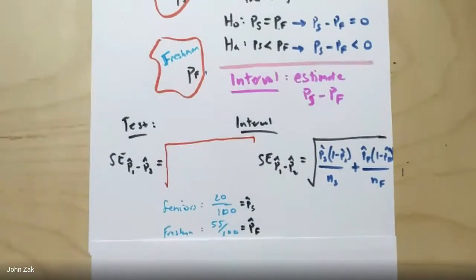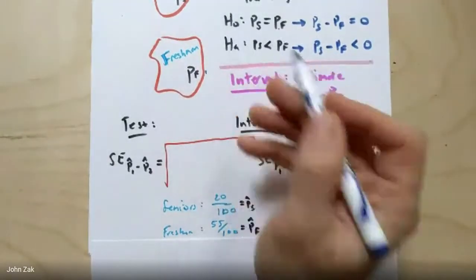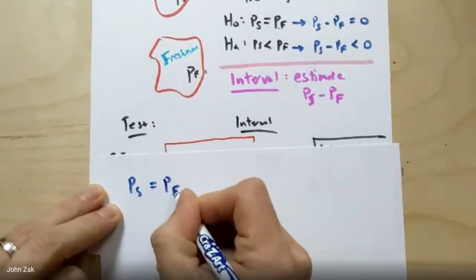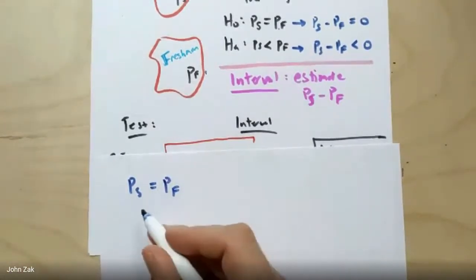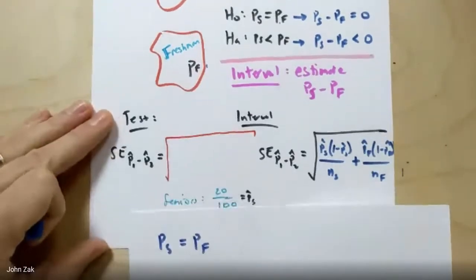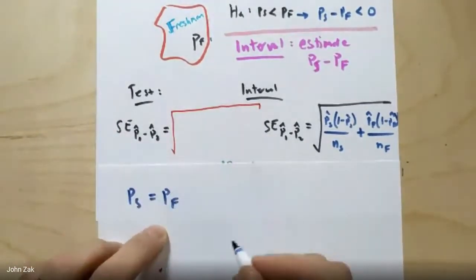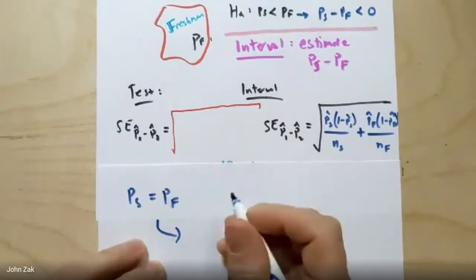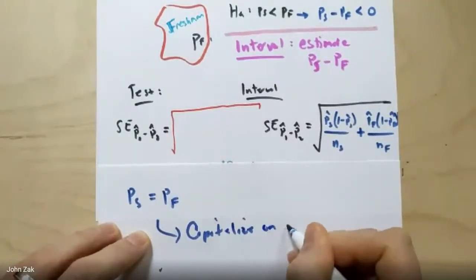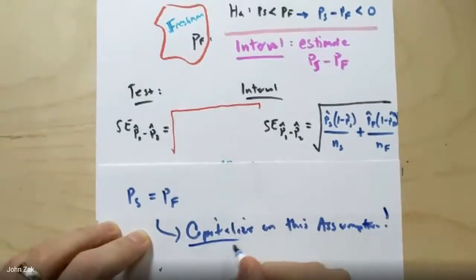When you're doing a test, you're beginning with an assumption, right? The null hypothesis is that PS is equal to PF. In other words, the proportion of seniors that have a heavy book bag is supposed to be equal to the proportion of freshmen. So if that's the case, when we're calculating our standard error, let's capitalize on this assumption. If this is really our assumption, let's use it for all it's worth.